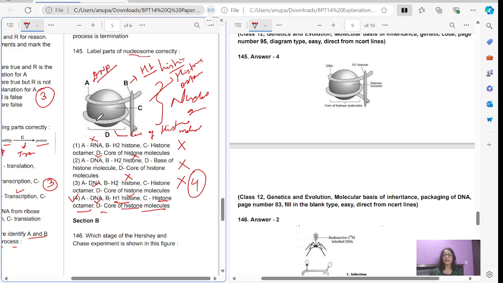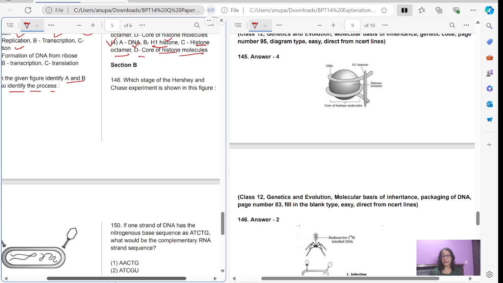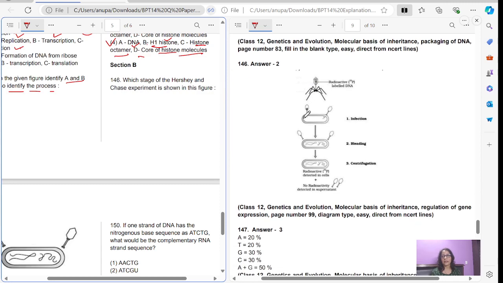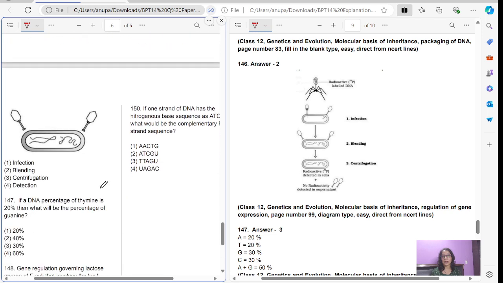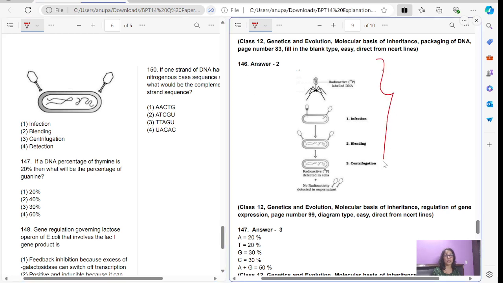Now let's move to section B of this test and read question number 146. It says, which stage of the Hershey and Chase experiment is shown in this figure? It is also a diagram based question where the Hershey and Chase experiment figure is given. Let's see what image is given here. So this diagram is given here. You have to memorize the Hershey and Chase experiment diagram, and you also have to memorize each stage.